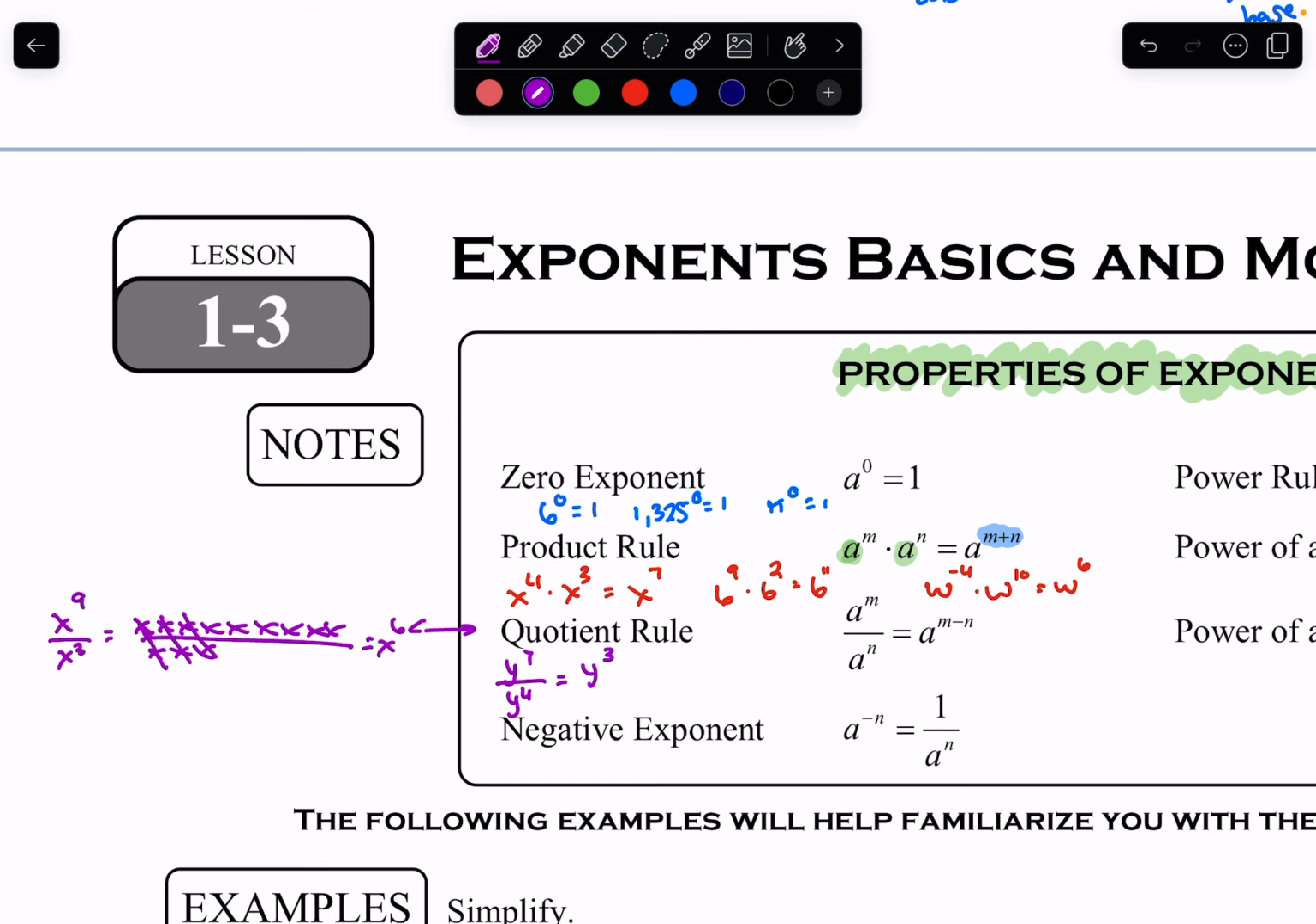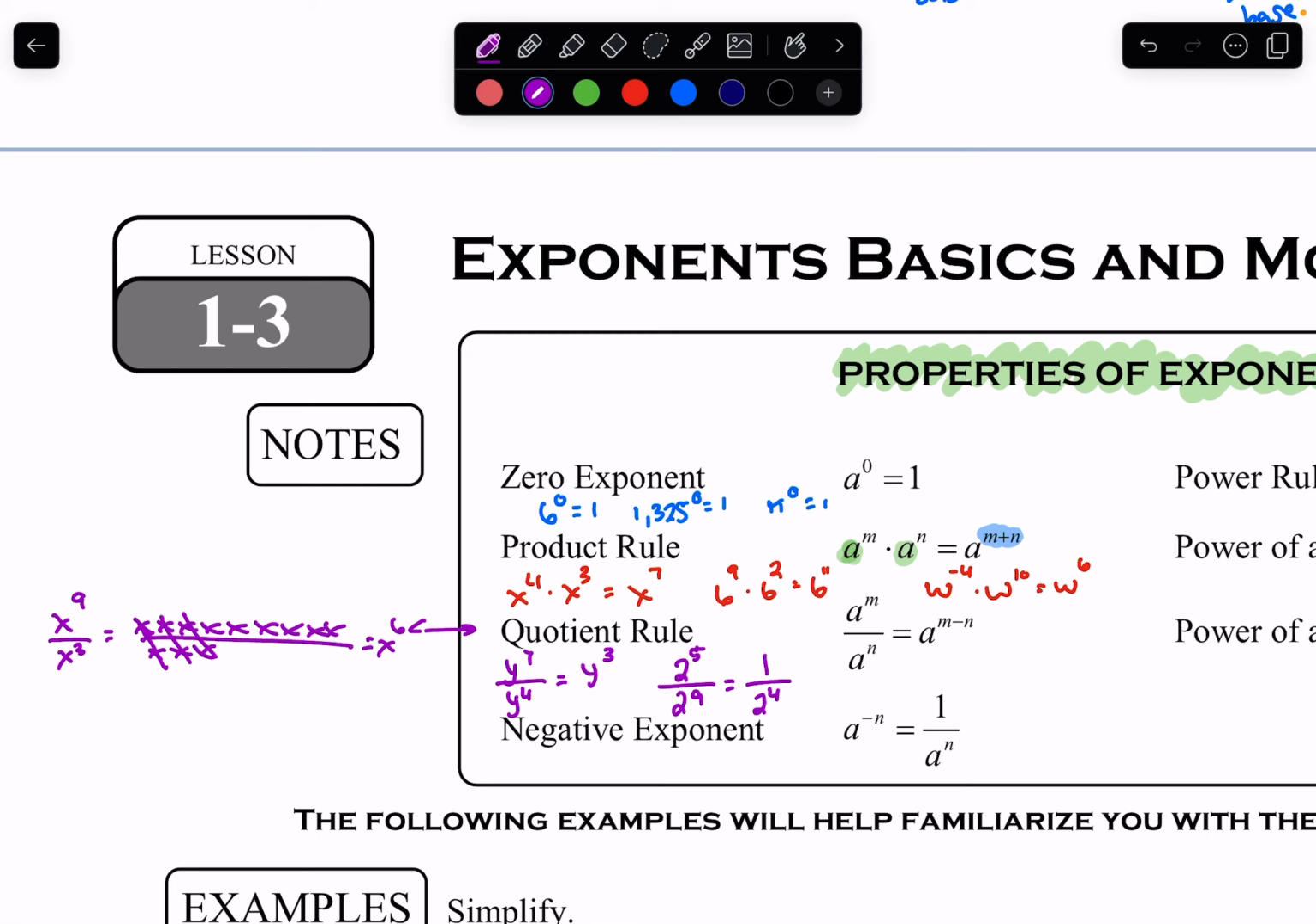If that switches, if I have, let's say, 2 to the 5th power over 2 to the 9th power, I've got more 2's on the bottom. So when these cancel, I'm going to be left with 4 of them on the bottom, and I'm left with none on the top, so I just put a 1 on the top instead.